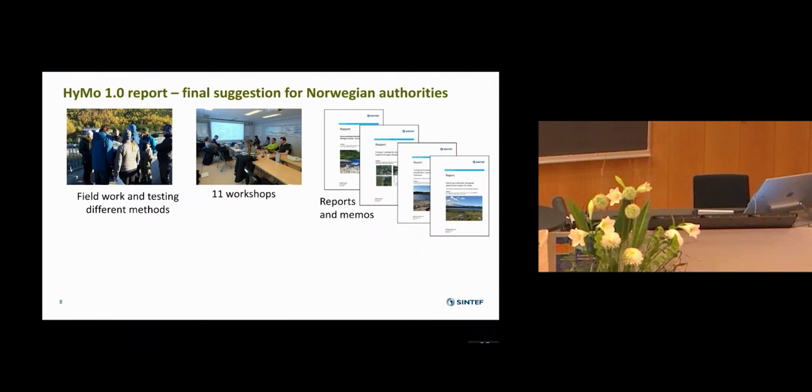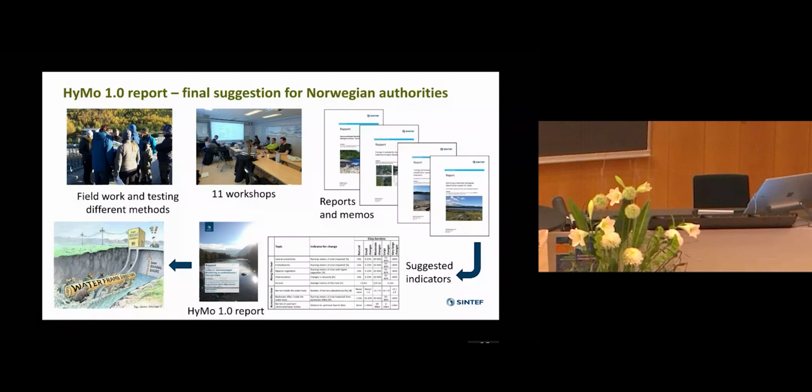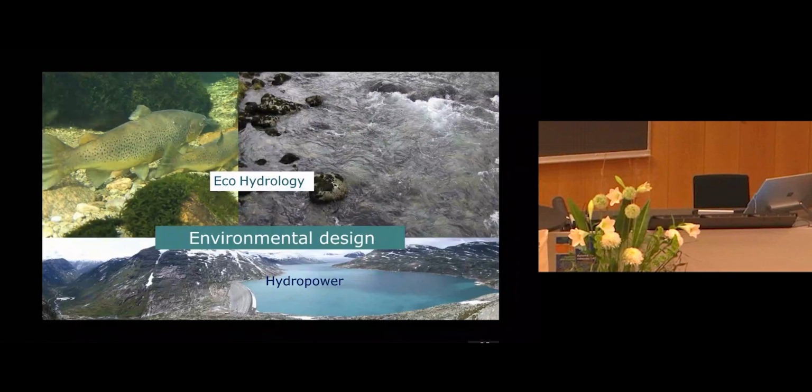However, we have developed a suggestion for the authorities to take further about how to characterize hydromorphology. We ended up with something like 20 different indicators described in a report, which then can be used as it is or developed further by the authorities. I was planning to talk about how that can be implemented and give some examples, but I will skip that. You can talk to me about it later, and rather move on to the other part of my talk, which was supposed to be about this environmental design method.